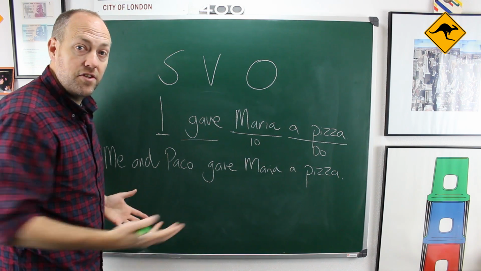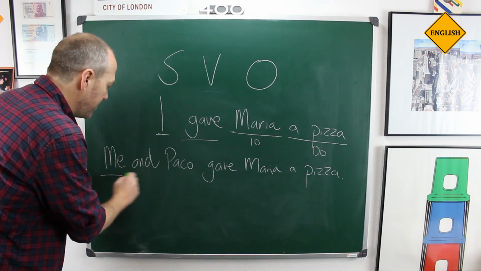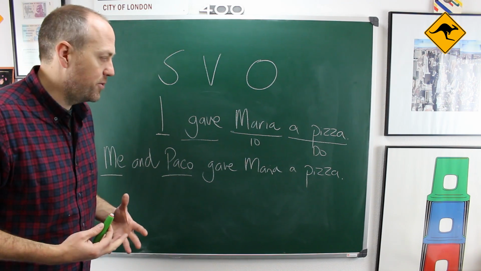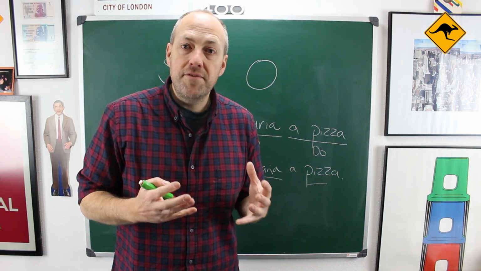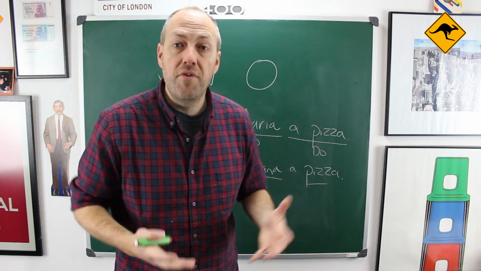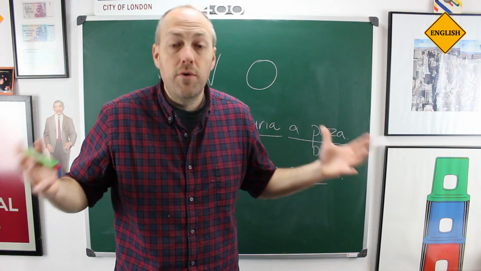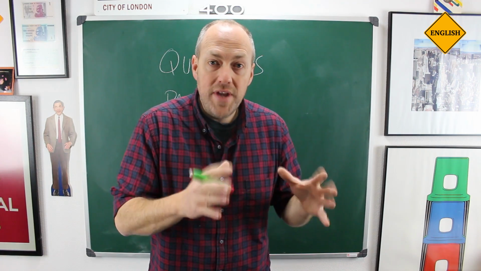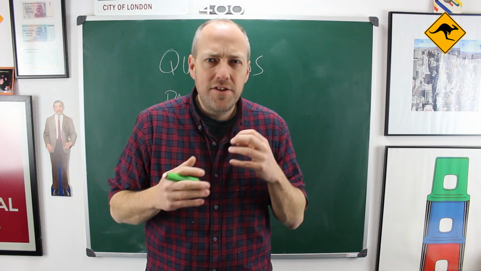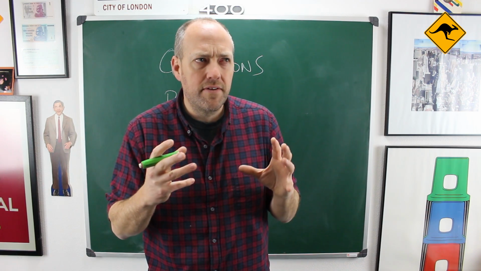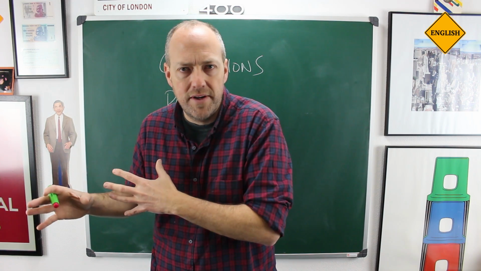Here in this sentence, you can see that we have two subjects. Me and Paco gave Maria a pizza. Okay, so sometimes clauses can have more than one subject, more than one object, and of course also more than one verb. So now we know that English is subject, verb, object, and we understand the concepts of the subject and the direct object, indirect object, etc.